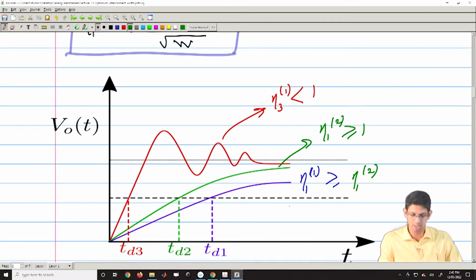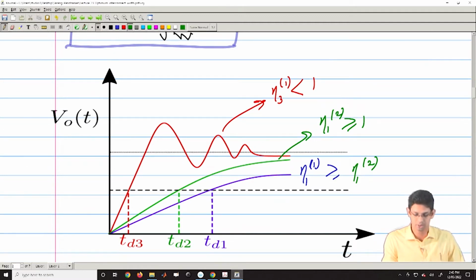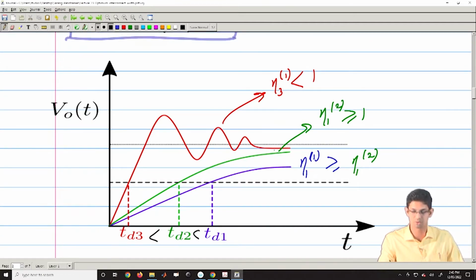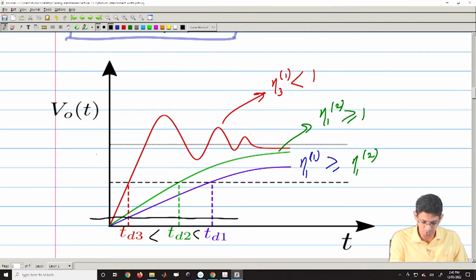From this graph we can also see that your delay time TD1, TD2, TD3 is also sort of proportional to your eta 1. So, if your eta 1 is more, your TD1 is also more, right. So your TD1 is more than TD2, which is more than TD3. So, if you have an underdamped system with overshoots like this, your response time or your delay would be the least.